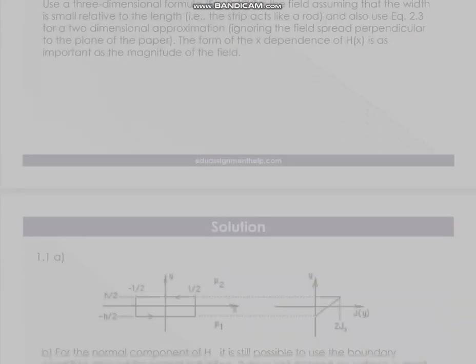Use a three-dimensional formula, Eq. 2.45, for the field assuming that the width is small relative to the length, i.e., the strip acts like a rod, and also use Eq. 2.3 for a two-dimensional approximation, ignoring the field spread perpendicular to the plane of the paper. The form of the x dependence of Hx is as important as the magnitude of the field.